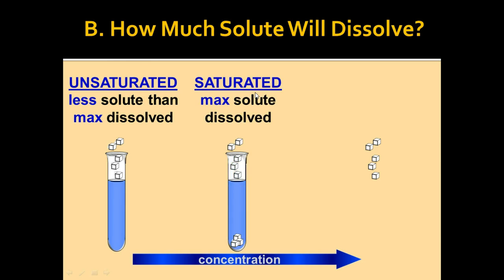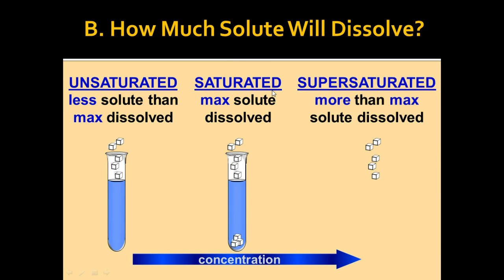Then saturated is the maximum limit, so maximum solute dissolved, so this is right on the maximum. And notice how there's barely any crystals forming extra. So think of an elevator and we have the maximum amount of people. And then we have supersaturated, which is more than the maximum solute dissolved. So this would be like an elevator filled to capacity and then even more weight. So this is like an elevator about to fall because there's too much weight in it. And notice how in this supersaturated solution, there's a lot of crystals forming here.